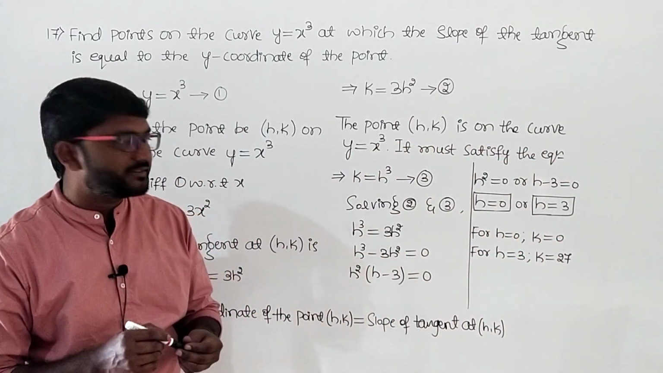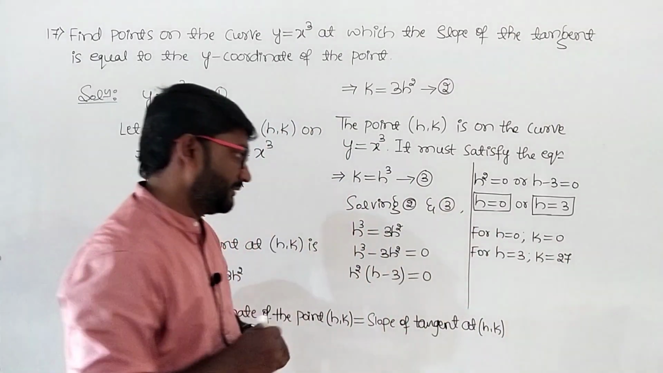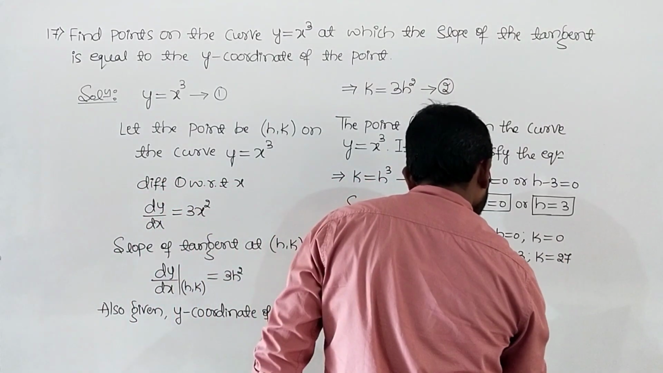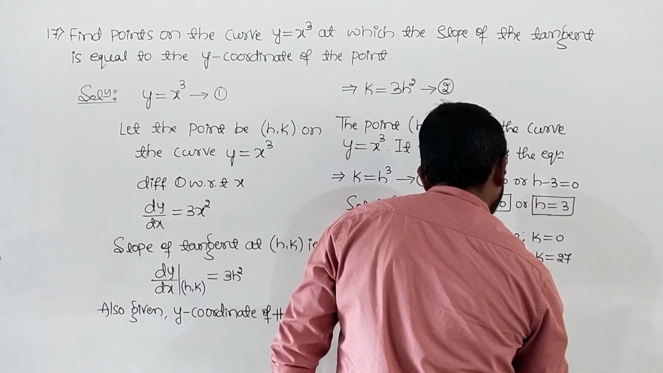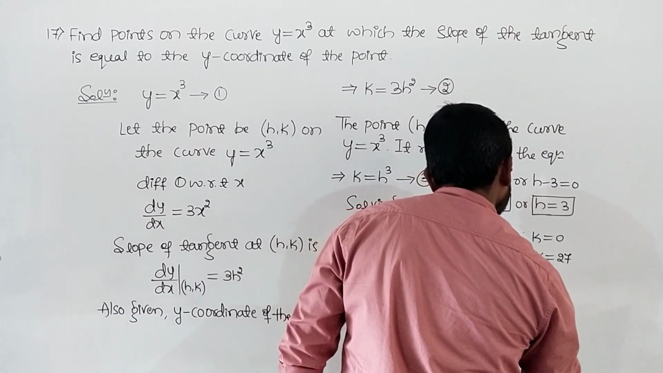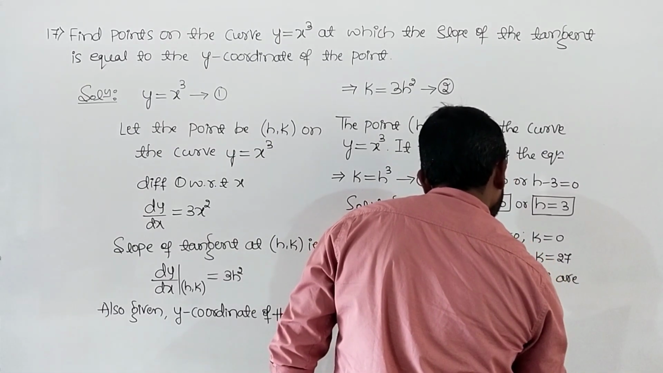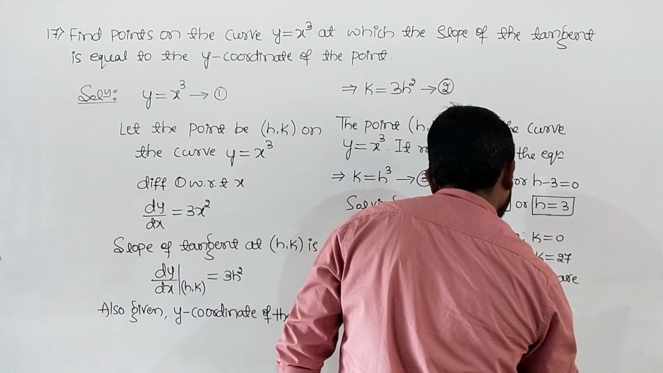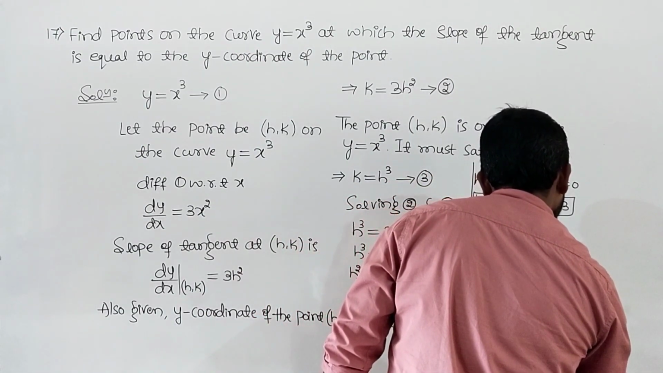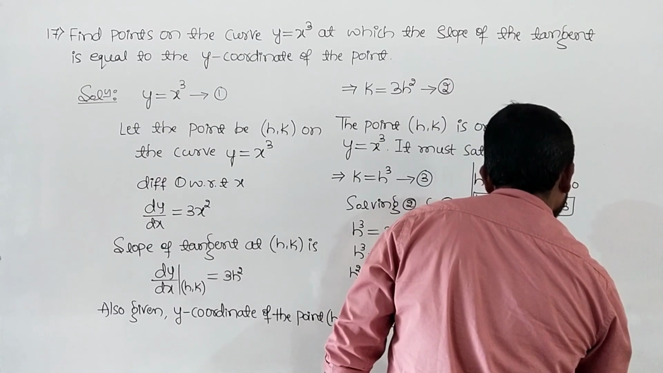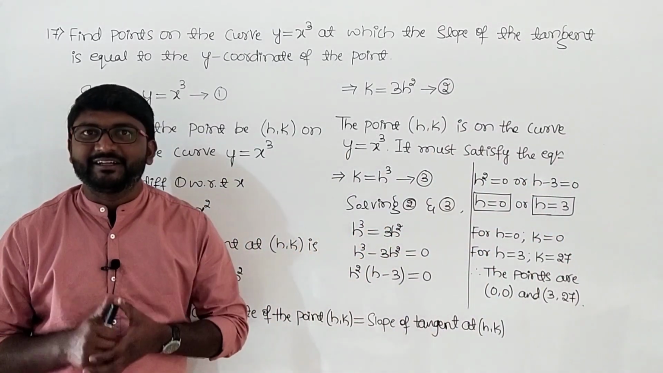What are the required points now? 0, 0 and 3, 27. Therefore the points are 0, 0 and 3, 27. So this is all about the 17th problem.